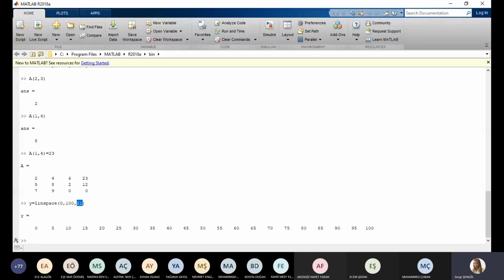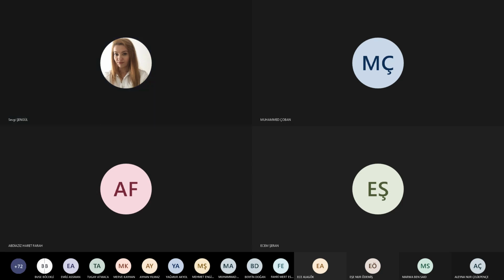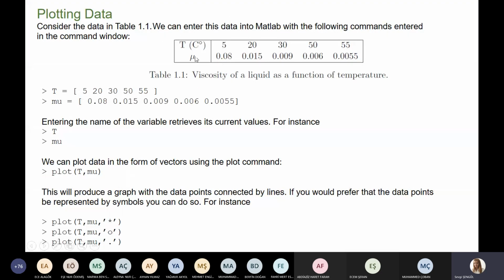So I already shared with you. Now let me share one more time. I think it's going to be better for you to see it. Let me stop sharing this one. I want to share the lecture notes because I want to show you. Here you go. Let's say you have data of temperature over viscosity. You are increasing the temperature of some material, and you are checking the viscosity of it.